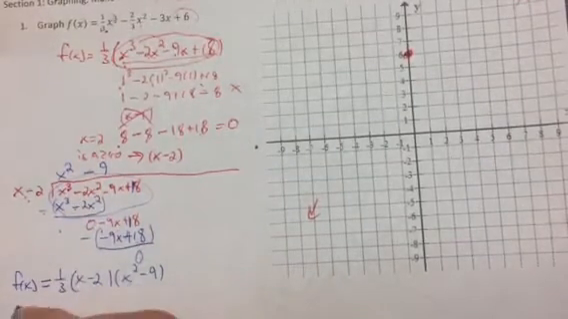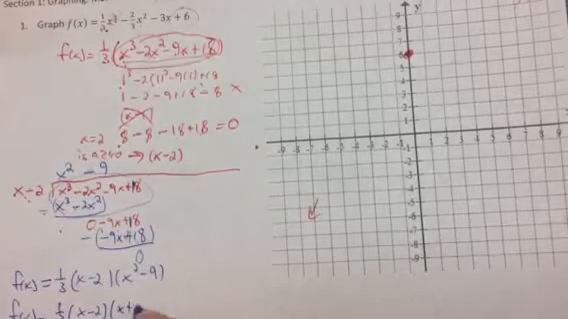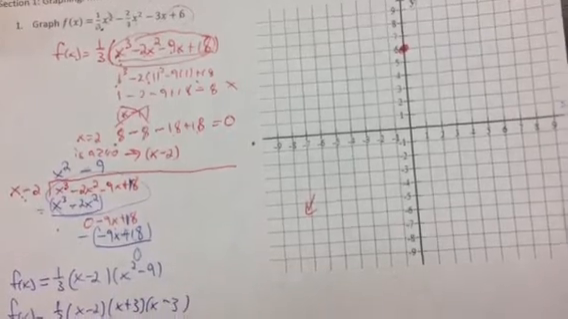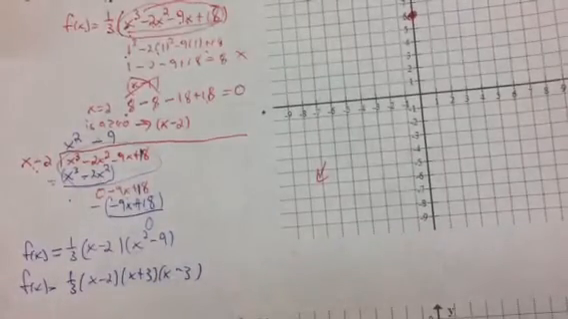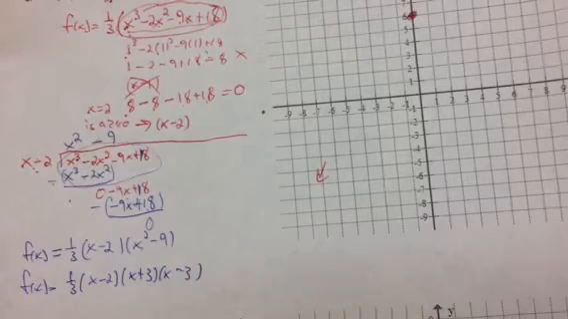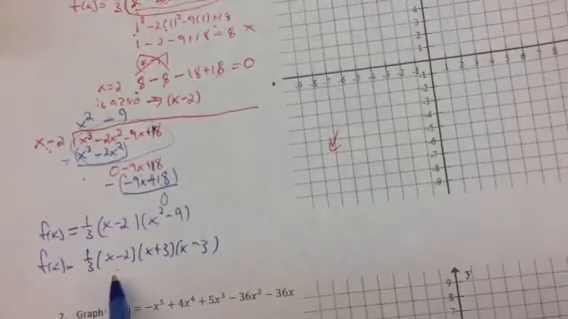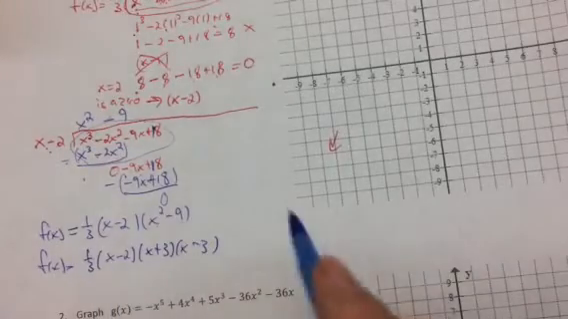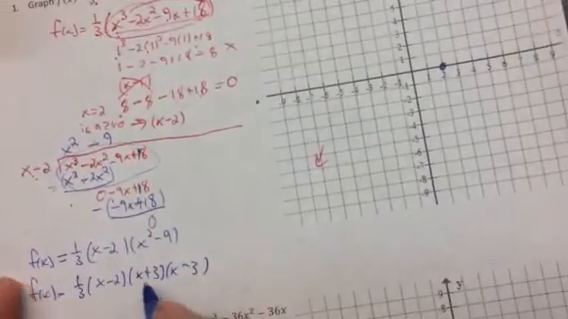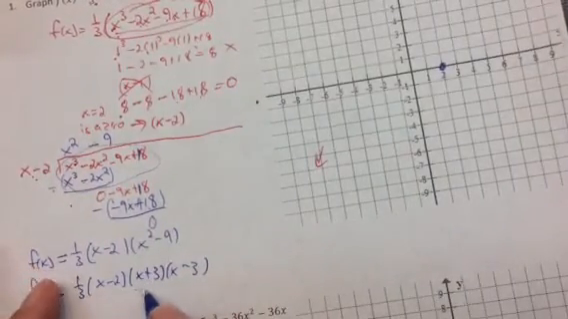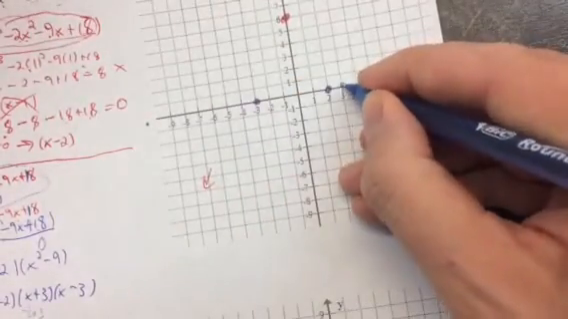This can still be factored more. So 1/3 times x minus 2 times x plus 3 times x minus 3. Sometimes you might need to use the quadratic formula. When you get down to the quadratic, you could have real zeros, imaginary zeros, irrational zeros. There's a bunch of different possibilities. But in our case, we've got some pretty easy ones. Because x minus 2 is a factor, there's a 0 at x equals 2. 2 minus 2 is 0. X equals negative 3 is a 0 because negative 3 plus 3 is 0. So negative 3 is a 0. And positive 3 is a 0.